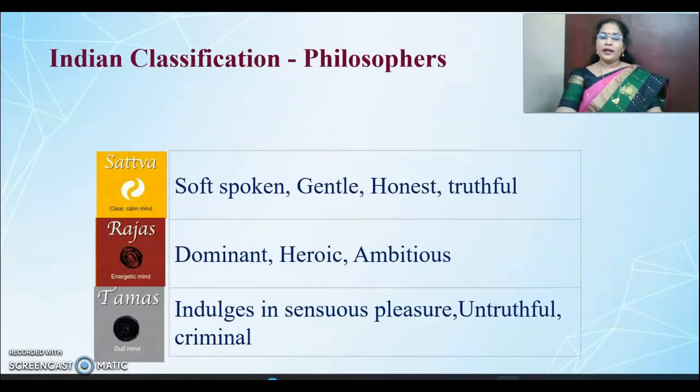And at last, the Indian classification of personality. Indian philosophers have classified the personality into three categories as Sattva, Rajas, and Tamas. Sattva is soft spoken, gentle, and honest, as well as truthful. Rajas are the people who are dominant, heroic, and ambitious. And Tamas are the people who indulge in sensuous pleasure as well as they are untruthful and criminal. In the movie Padayappa, actually Rajinikanth would talk about Satvigam, Prajodagam, Bayodhigam.